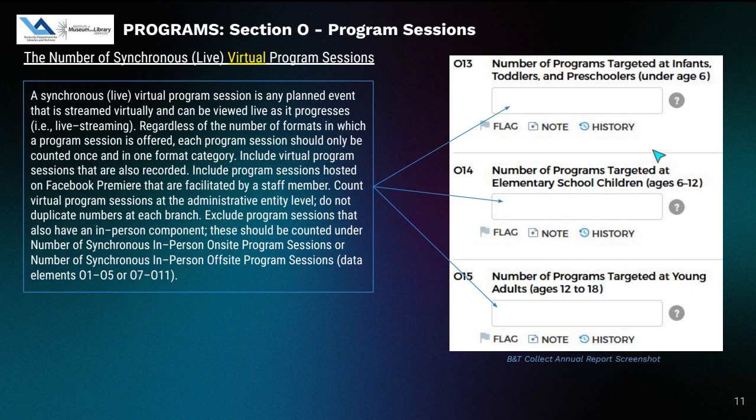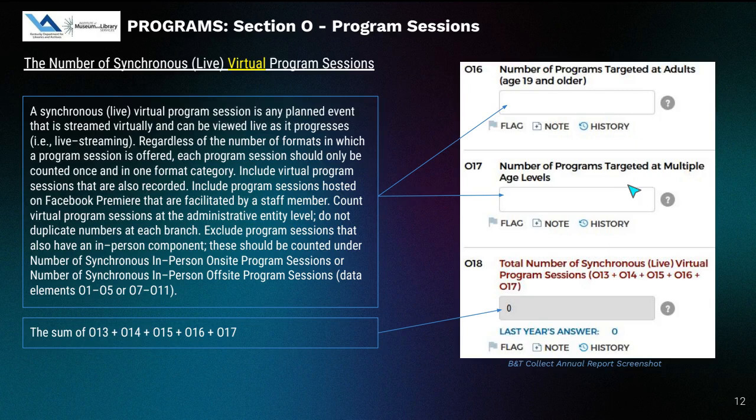Okay, so we have the same age groups: under 6, 6 to 12, young adult, adult, and multiple age levels. Once again, cell 018 should total the number of these up from 13, 14, 15, 16, and 17. So double check it is correct. Flag it if there's a question. Add a note if it's different. Maybe last year's is wrong. Maybe this year you're not doing so many virtual program sessions. Since COVID's over, I've seen a decrease in some virtual program sessions. So just add a little note there, and that is a gift to you, me, and the regional moving forward. And we do like our gifts.